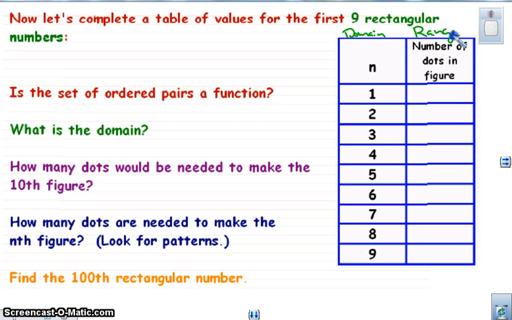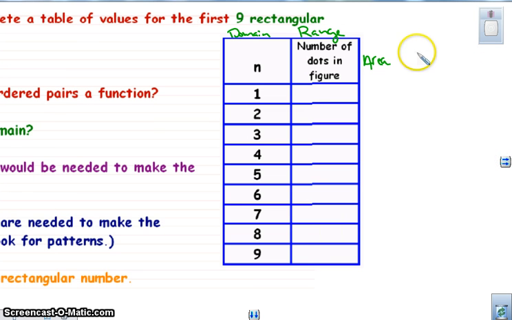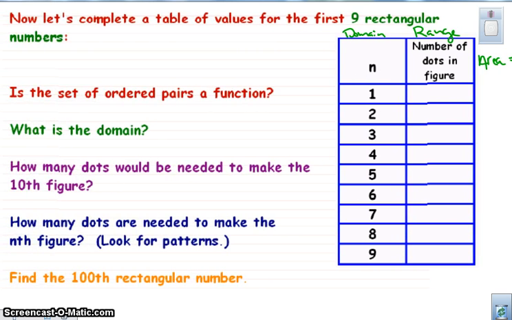And when we are looking at those rectangular numbers, I want you to think about how you find the area of a rectangle. Area is equal to, if we are thinking about that, length times width. So we think about our rectangular numbers. So it says, is this ordered pair a function?